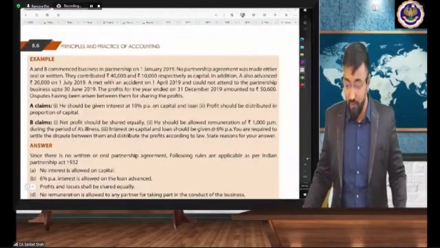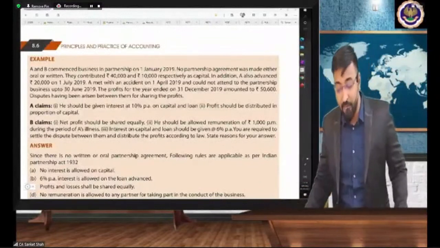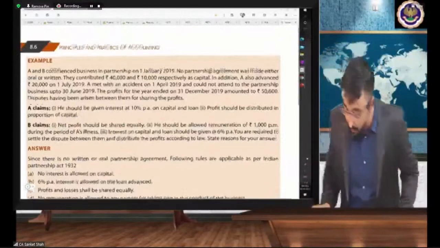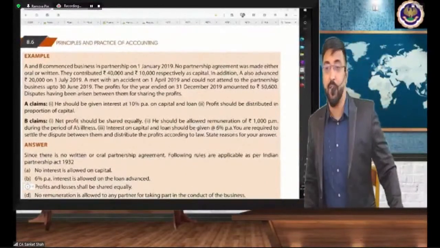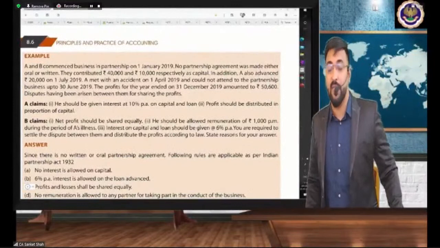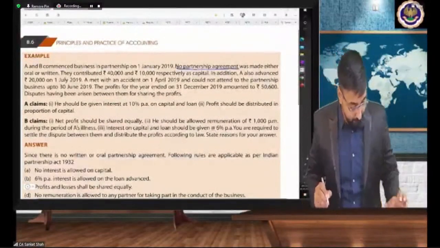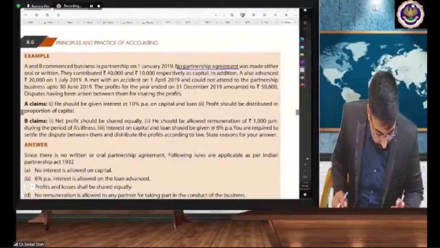And now we are going to start with example. A and B commence business. Okay, chalo, start. A and B commence a business in partnership on 1st January 2019. There is no partnership agreement.